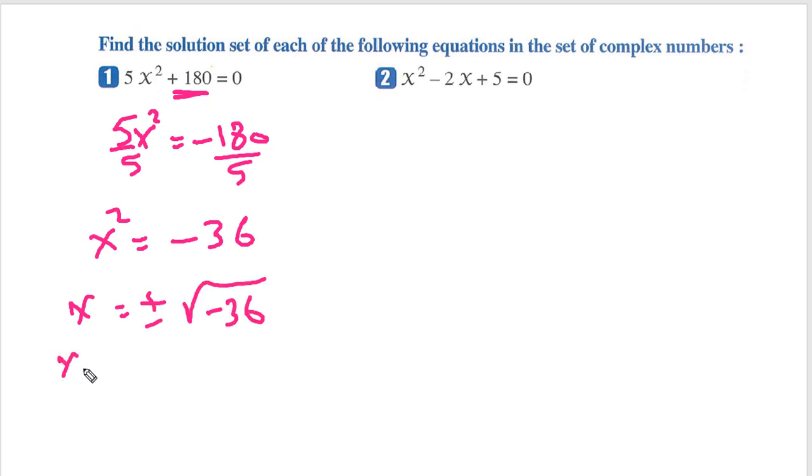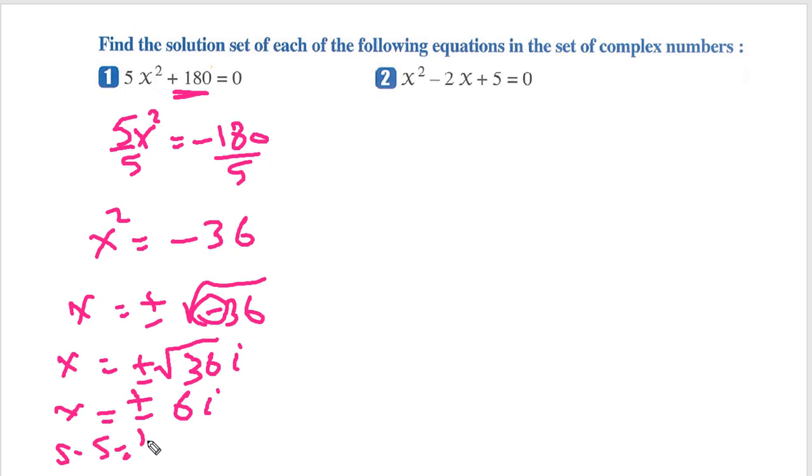I think it's very easy. Positive or negative root 36i. This negative goes outside as i. Then it will be positive or negative 6i. This is x. Then the solution set is positive or negative 6i.